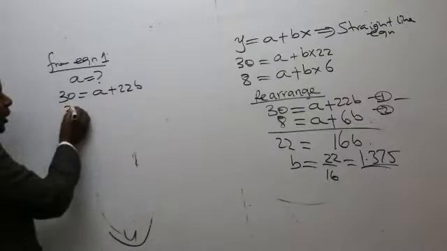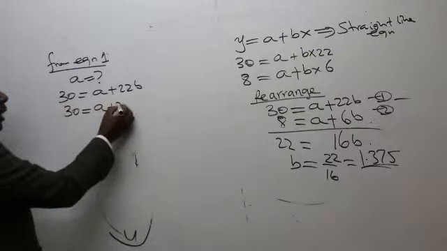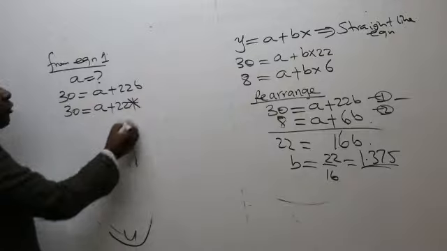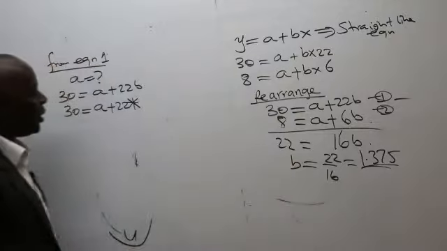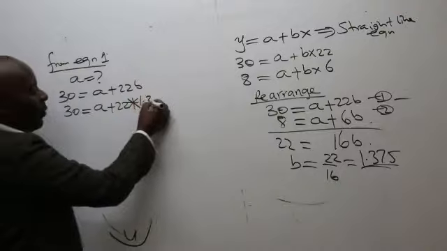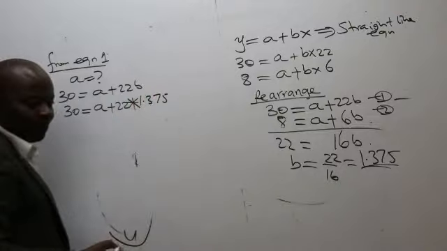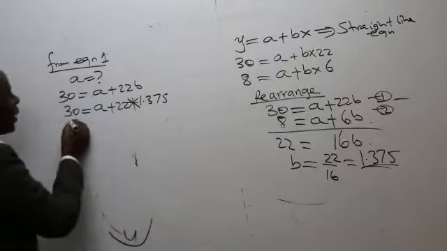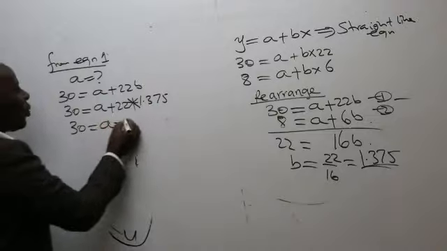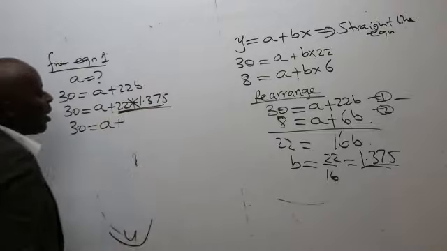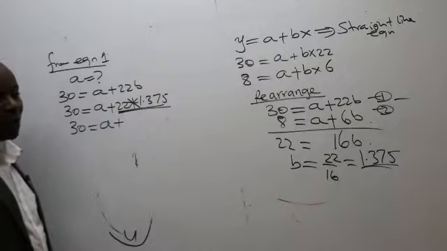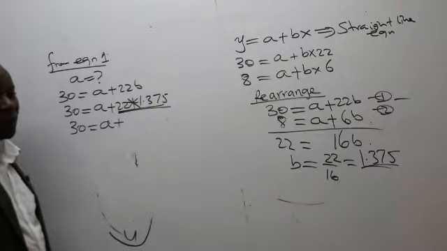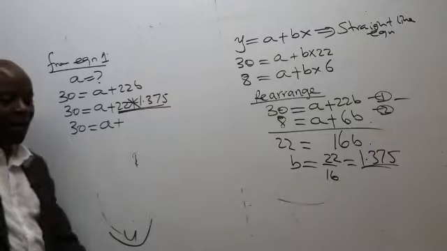So then 30 will be equal to A plus 22 B, of which I happen to be having the value of B. So the value of B here, I'm being given a figure of 1.375. Meaning, ladies and gentlemen, that our 30 will be equal to A plus, could you kindly give me this? What is 22 times 1.375? What figure do we have there?